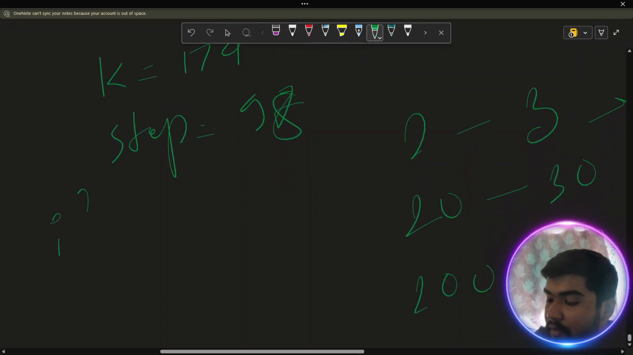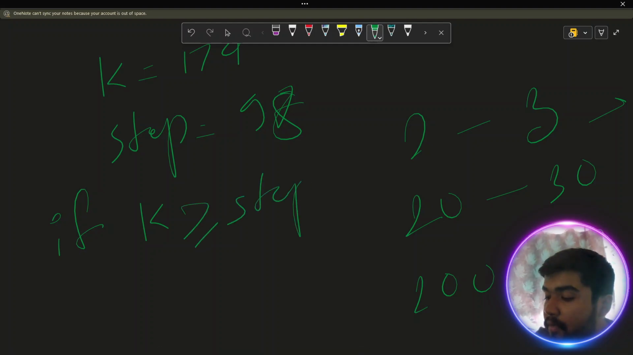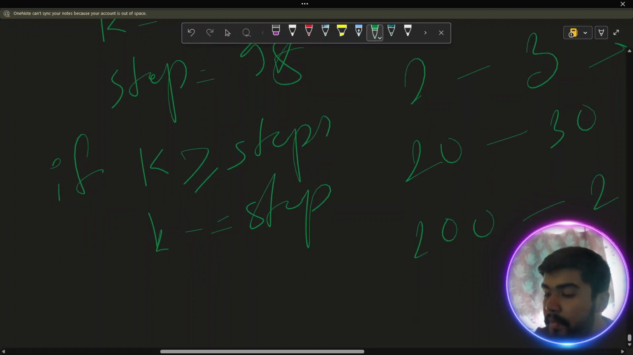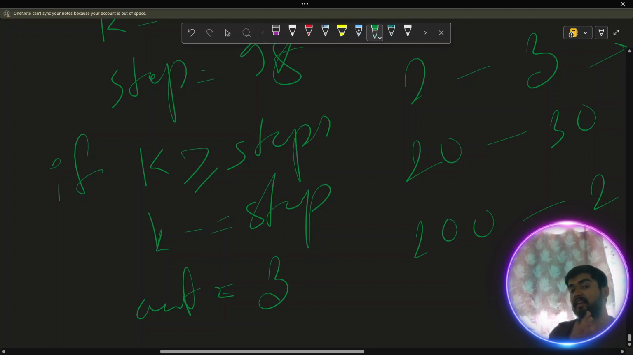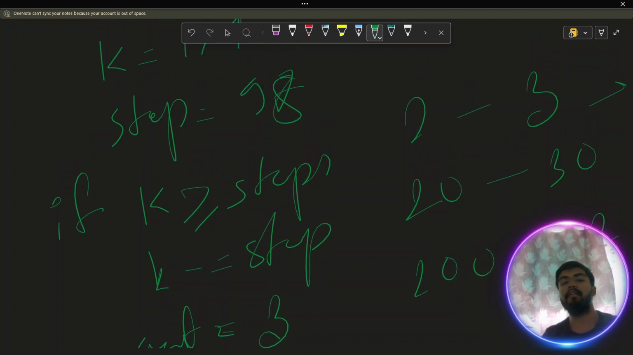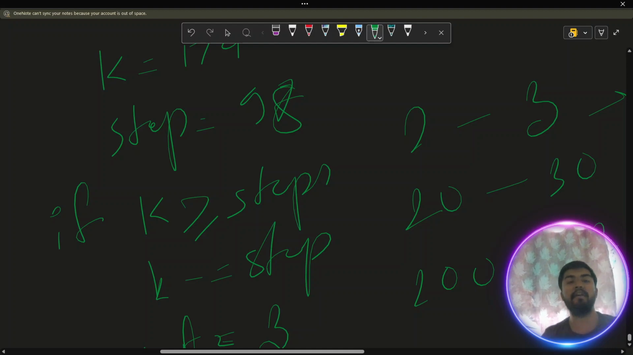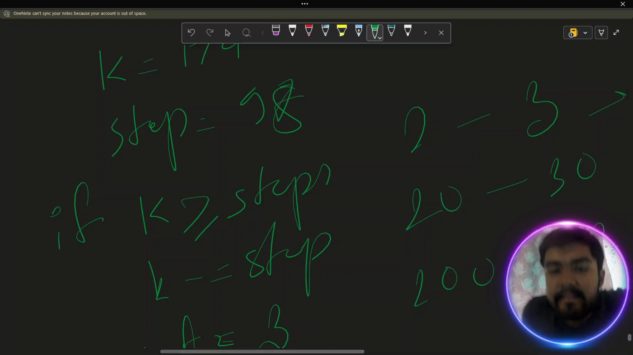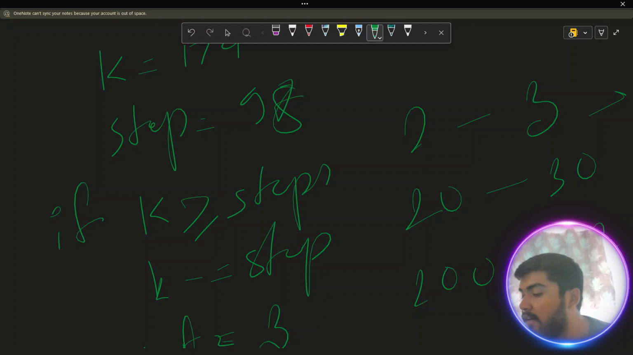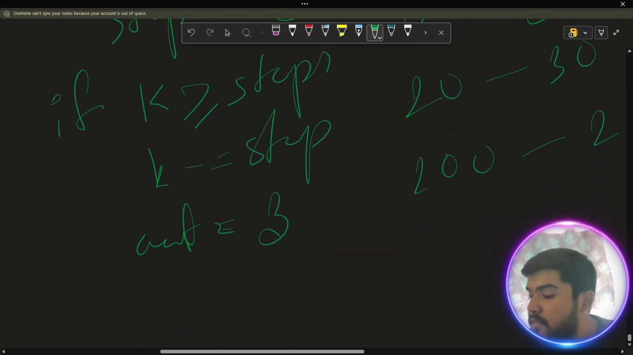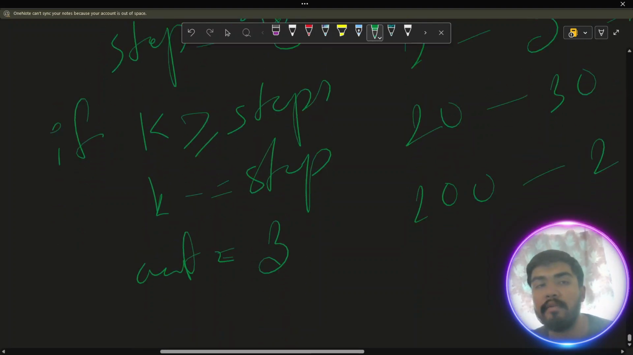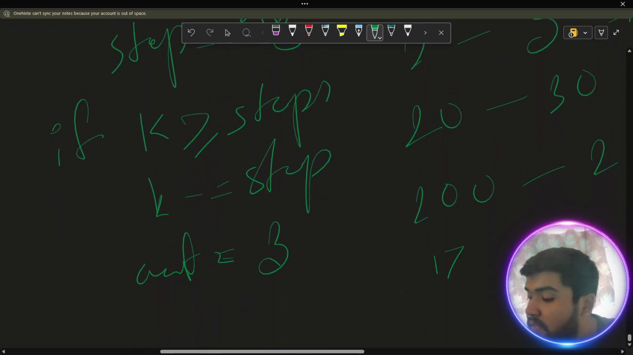So if my k is greater than or equal to my steps, then what are we doing? k minus equals steps, and I am moving current to 3, the third boundary, right? So I am now going to iterate to 3 only. Yes, agree, guys? Totally agree. In that particular case, my k minus steps is going to be what it was earlier, 174 minus 98. So how much is it?